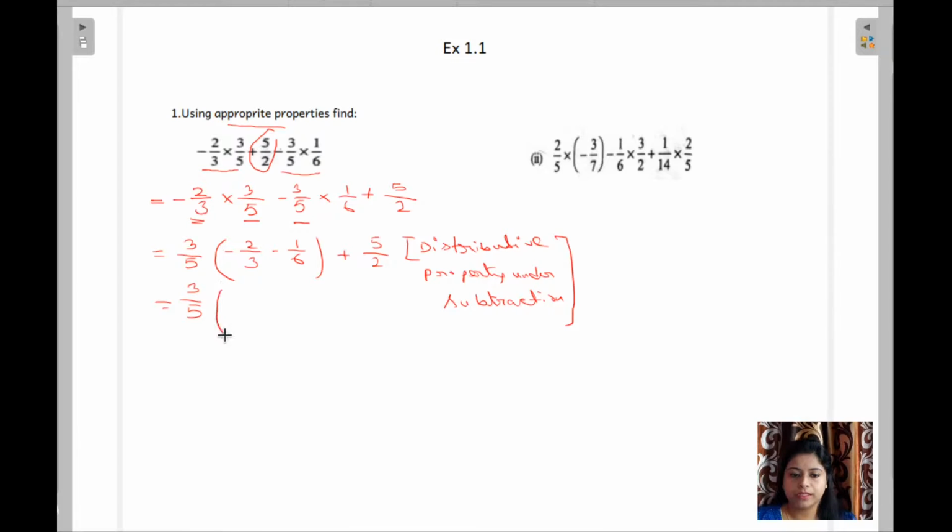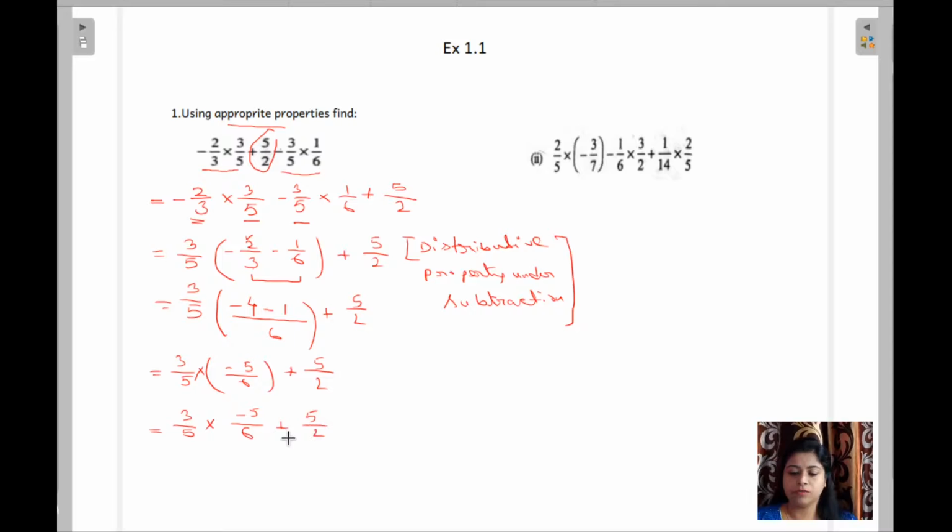Now next we have to take out the LCM of 3 and 6. The LCM of 3 and 6 is 6. As it is 3, here we have to multiply the numerator by 2, that means minus 4, minus 1 over 6 is the same, so plus 5 by 2. So 3 by 5 multiplied by minus 4 minus 1, that is minus 5 by 6, plus 5 by 2. Now between 3 by 5 and the bracket nothing is there, it's just multiplication.